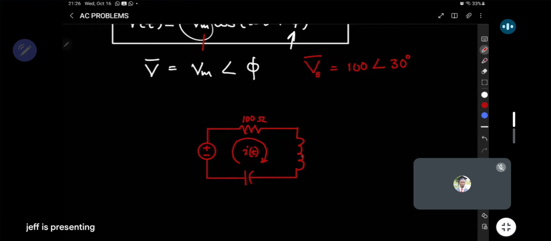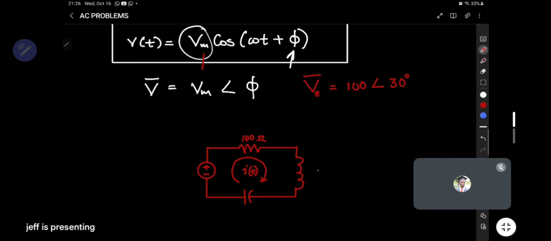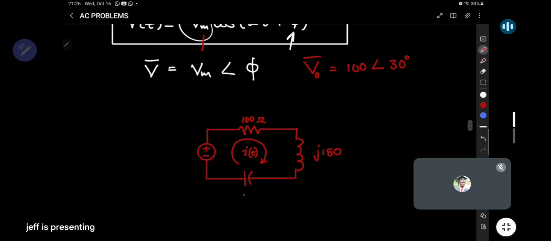So instead of inductance, we'll put impedance. Again here, this one, we got minus J50. That one remains. Here we'll put the supply phasor voltage, and this one came out as 100 phase 30 degrees. So this is what we have.